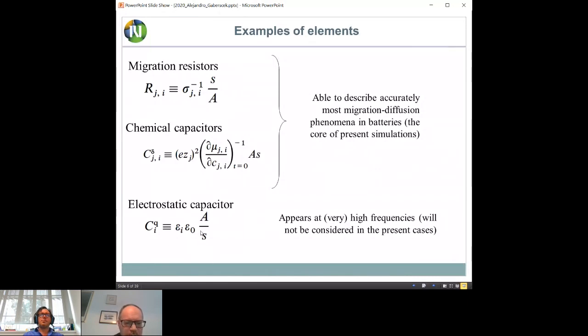Usually, you also have electrostatic capacitors. Usually, this is neglected, but not always. For example, if you have a solid electrolyte interface, you might want to use these as well. But today we are not going to use this, but it's possible to do that, and it works very well. It has been shown in the literature many times.